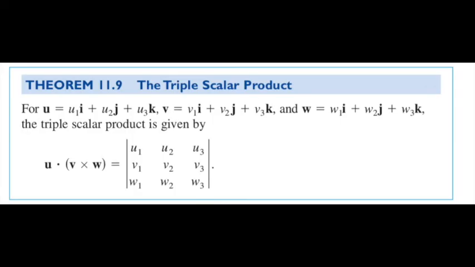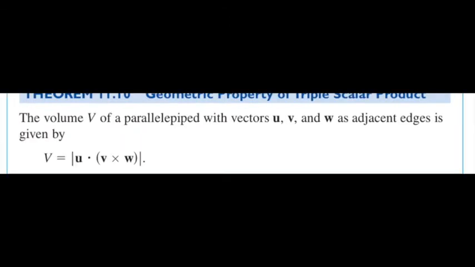The triple scalar product, shown in the picture, is just like the cross product of two vectors. Instead of i, j, k in the first row, we change it to the vectors of the first equation. And by using this property, we can find the volume of a parallelepiped with vectors u, v, w as adjacent edges.